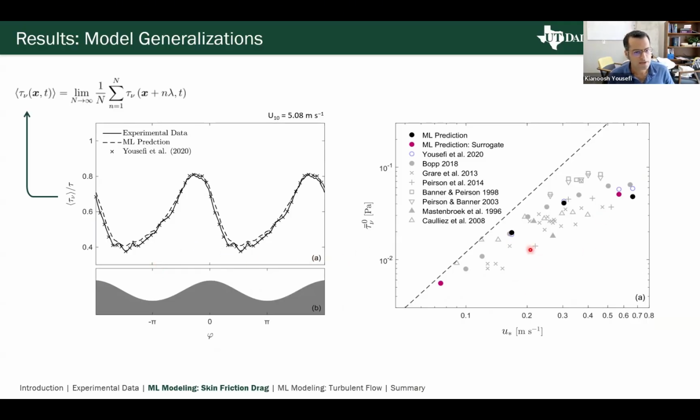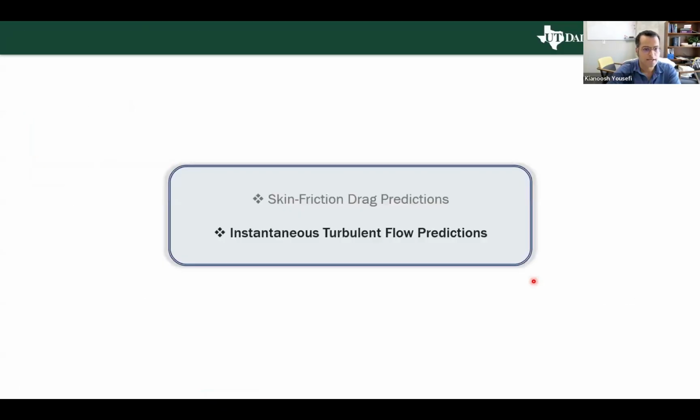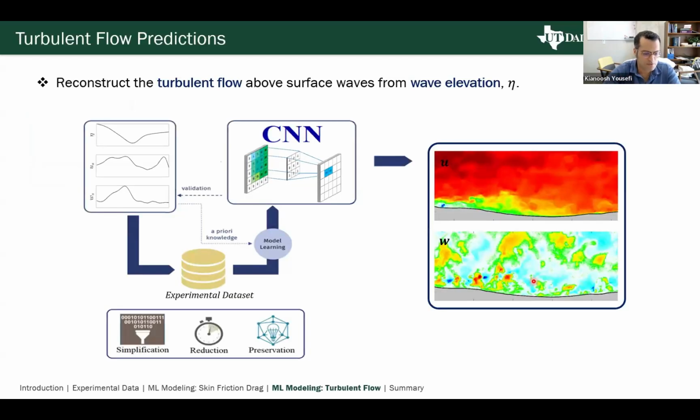I can compare this with most of the available measurements as well, and I see a very good agreement with that data too. Then we continued this research and said, why not try to obtain the turbulent structure, the overall boundary layer over the waves, that we can resolve from the wave profiles only? That's what we tried to do, to obtain the same kind of model for that.